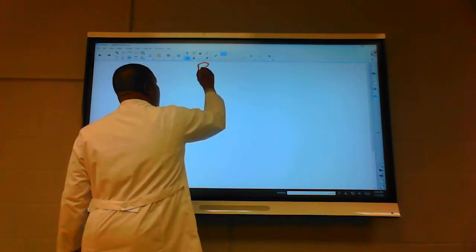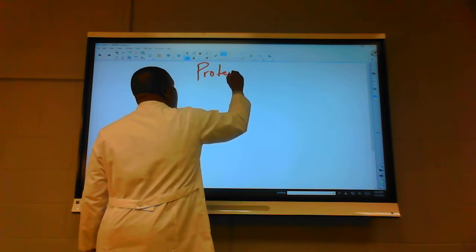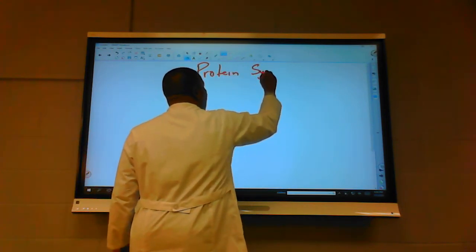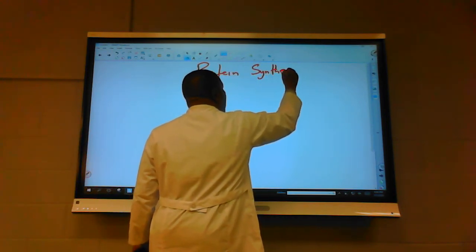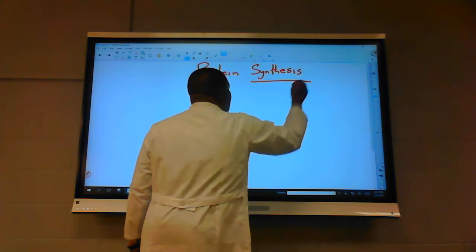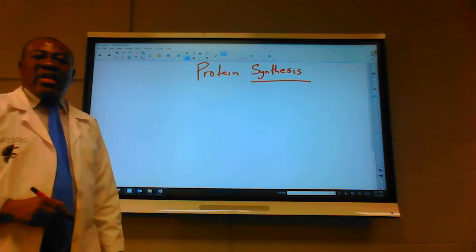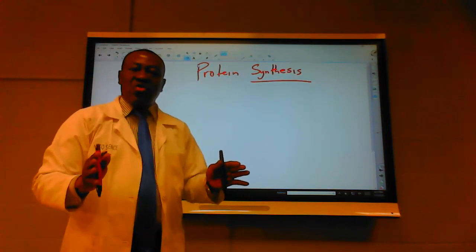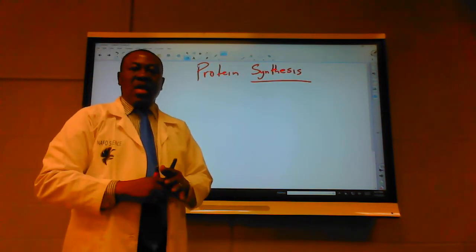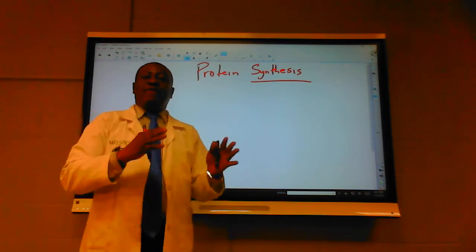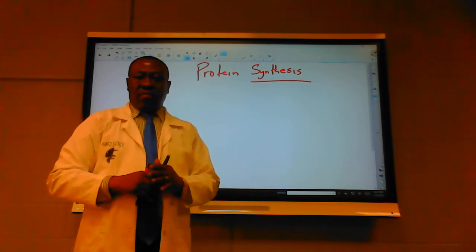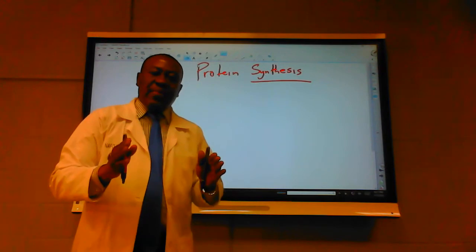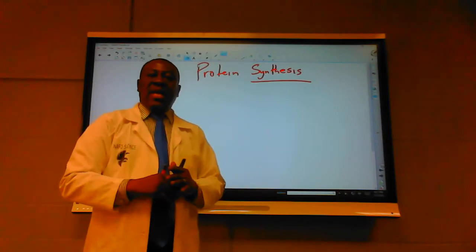So write the words protein synthesis. That is your goal. Your goal is to learn about protein synthesis, and I want you to underline the word synthesis. Anytime the word synthesis is used, what comes to mind? Some of you are familiar with the word photosynthesis. Okay? So the word synthesis actually means like putting together.